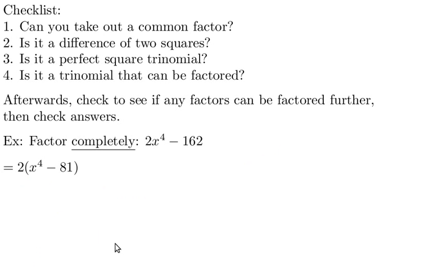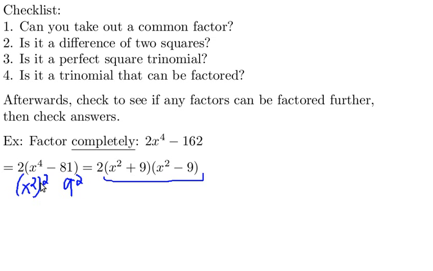Okay, so I'll go ahead and clear that off and start over from the beginning. So we have this, the first term is x squared squared. The next term is 9 squared, so we have a difference of 2 squares, because each of these is a square term. So we can write that as 2 times x squared plus 9 times x squared minus 9. So this part right here is just the difference of 2 squares. So we can factor out the x to the 4th minus 81 into x squared plus 9 times x squared minus 9, because this is our a, and this is our b. If that is confusing, you might want to pause the video and work that out just the same way you did in the previous video, 2 videos ago.